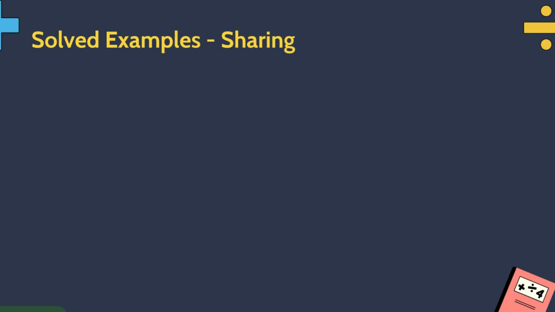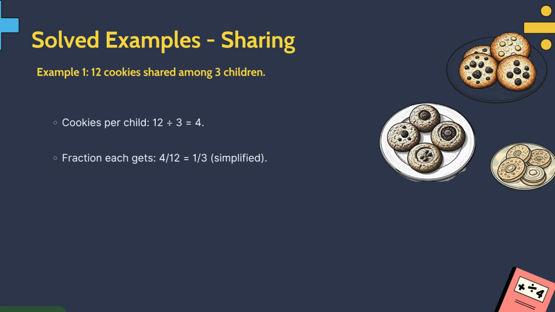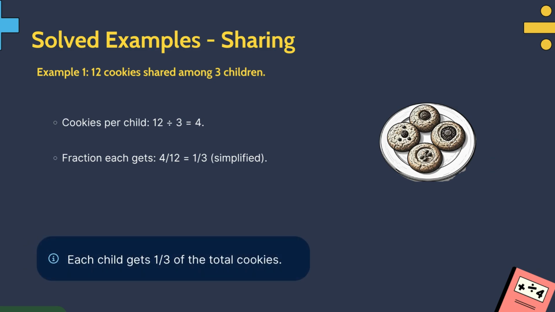Now, let's look at some solved examples about sharing. For example, if you have 12 cookies shared among 3 children, the cookies per child would be 12 divided by 3, which equals 4. The fraction each child gets is 4/12, which simplifies to 1/3. So, each child gets 1/3 of the total cookies.